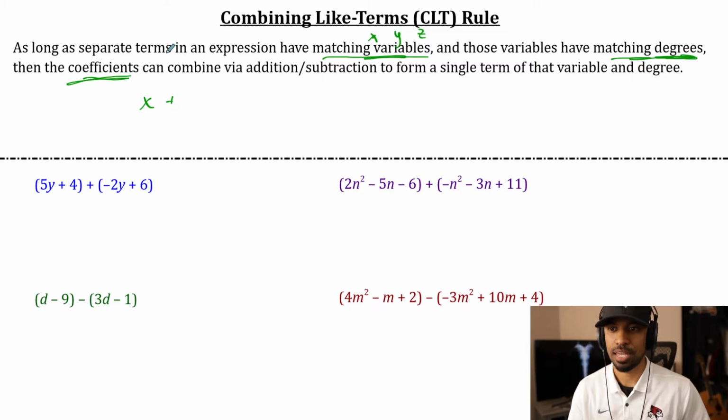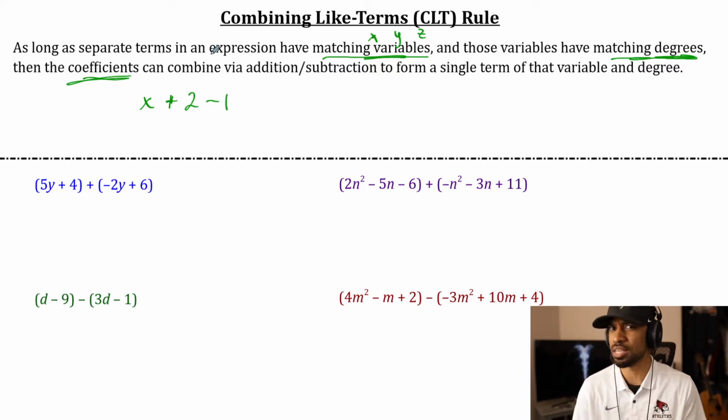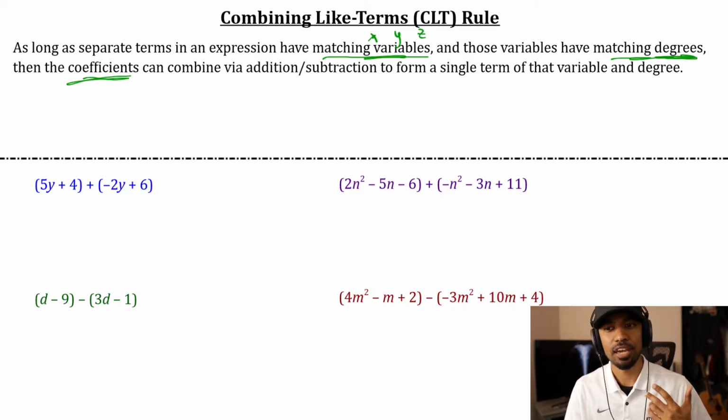Heck, even if I have something like x plus 2, this doesn't have a variable whatsoever, so it doesn't match with this variable at all. But if there was a minus 1 right here, I could combine the 2 minus 1, because those things seem to match. You know, we've been doing 2 minus 1 forever. So they have to have matching variables here, but not just matching variables. They also have to have matching degree.